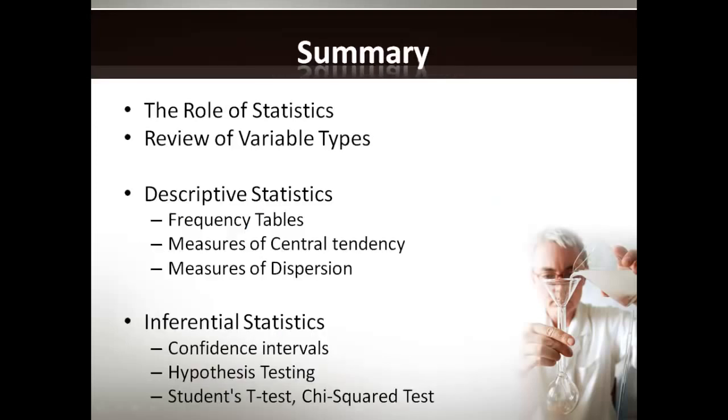So just to summarize what we've discussed today, we've discussed the role of statistics, including its limitations, and done a quick review of different variable types. We've gone into descriptive statistics, including frequency tables, measures of central tendency, and measures of dispersion. We've then gone on to discuss inferential statistics, including confidence intervals, hypothesis testing, and given 2 examples of very commonly used statistical tests, being the student's t-test and the chi-squared test.